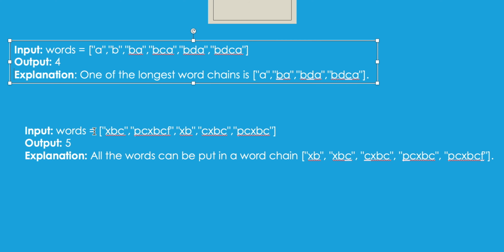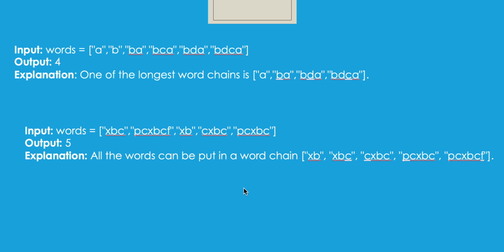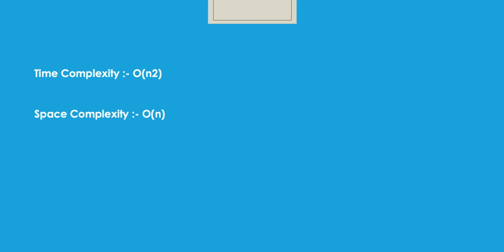One point to also consider is the words in input array are not necessarily present in increasing order of length. For example, in this input array, output would be 5. All the words can be put in a word chain like this. The problem can be solved using dynamic programming and longest increasing subsequence. Time complexity of this approach will be O(n) square, where n represents length of words array, and space complexity of this approach will be O(n).